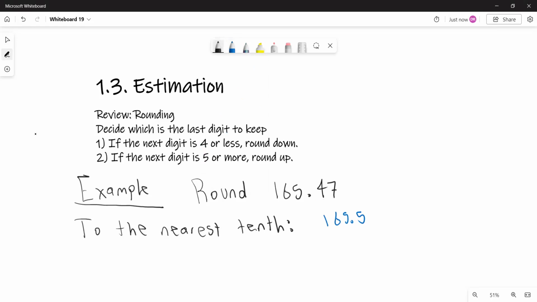You want to round to the nearest integer, or to the nearest whole number. So the one you want to keep is 5. The one that follows is 4. Don't look at the previous rounding, look at the original number. The number following 5 is 4, so you round down.